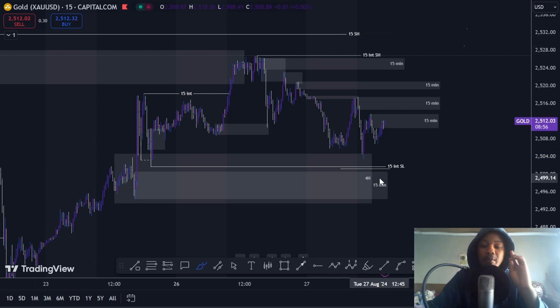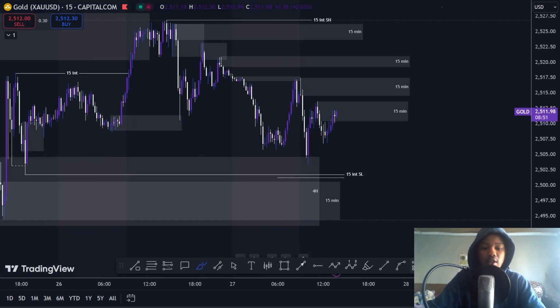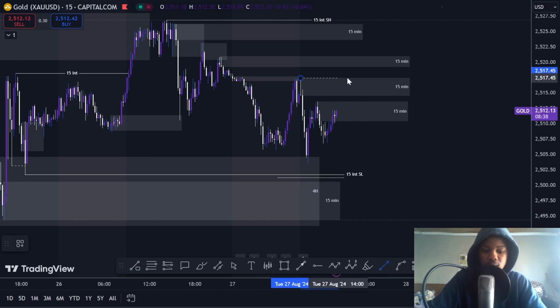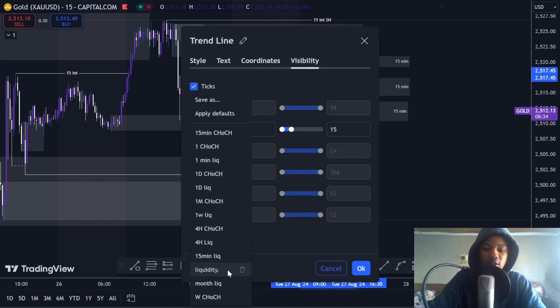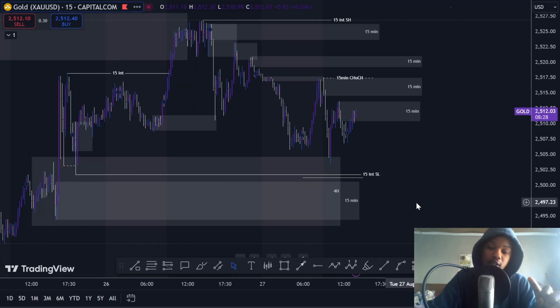Now for me to be part of the buys, I need to see price at least change character to the upside on this 50-minute time frame. Where would that likely happen? Right here. So here will be a 50-minute change of character. If price breaks above there, then I'll be comfortable to look for those buys.